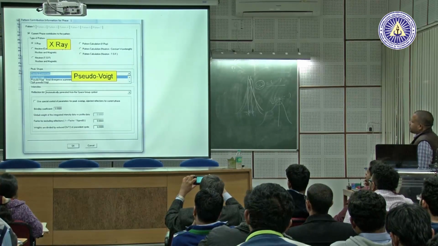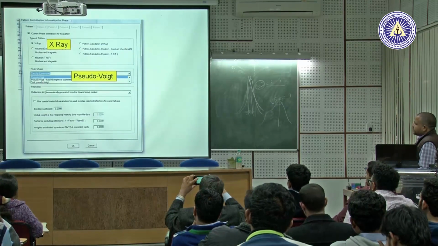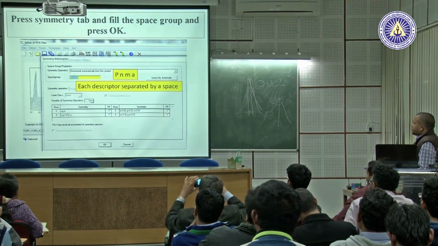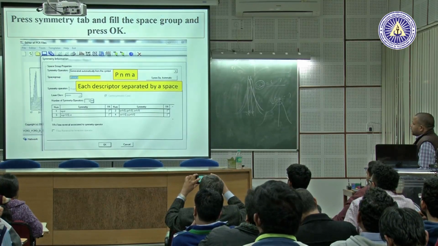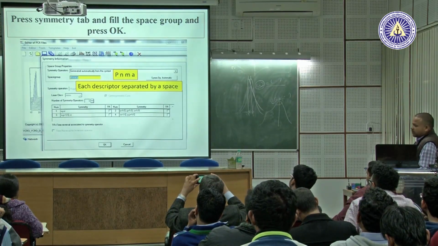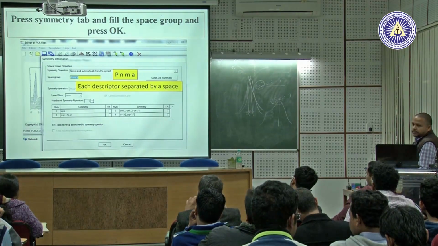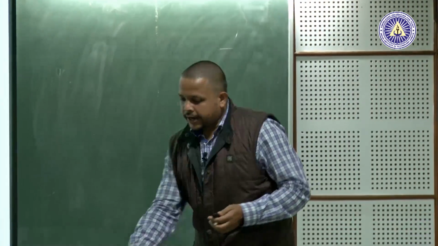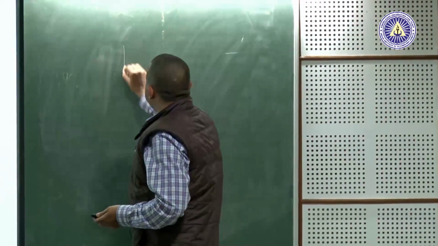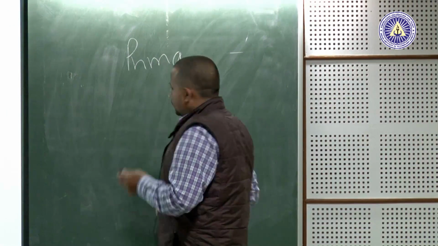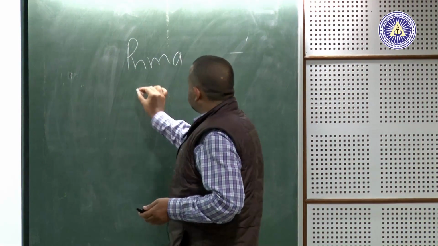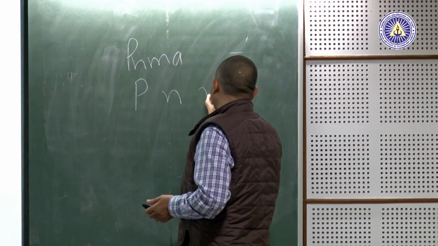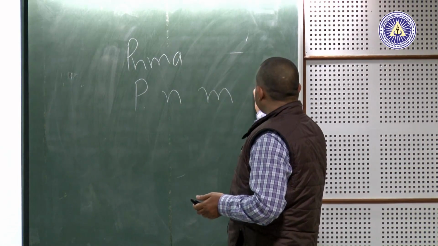Then the contribution information: X-rays, select the pseudo-Voigt. Symmetry, space group. You should know the space group of your material. Then how will you write this space group? Here it is PNMA. The pattern is you should write P space N space M space A.